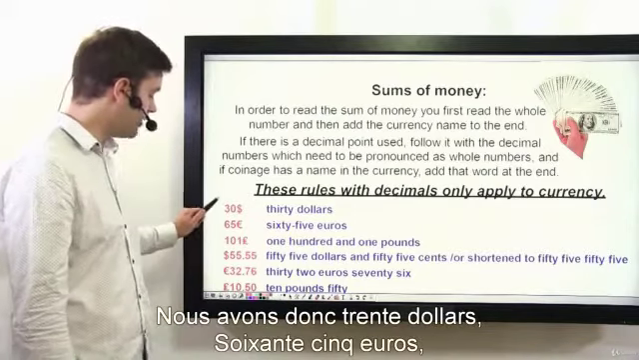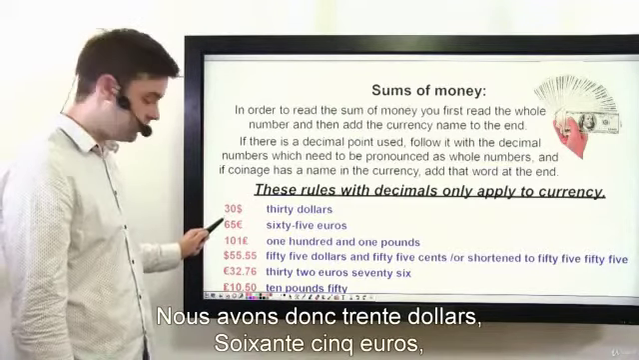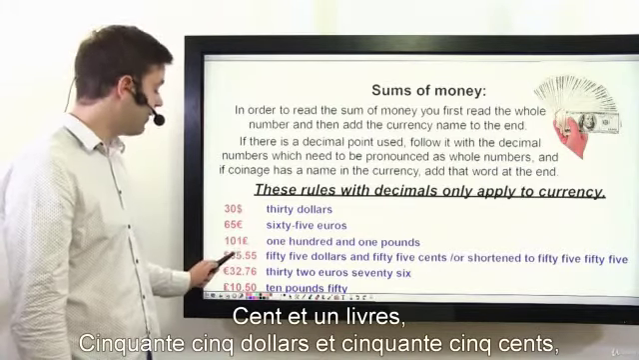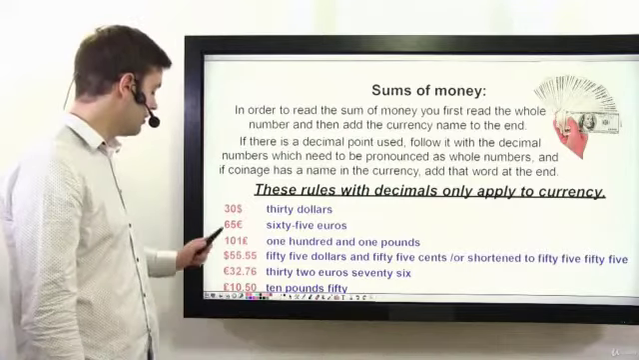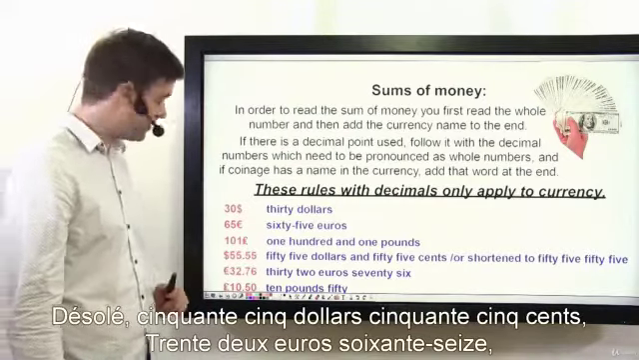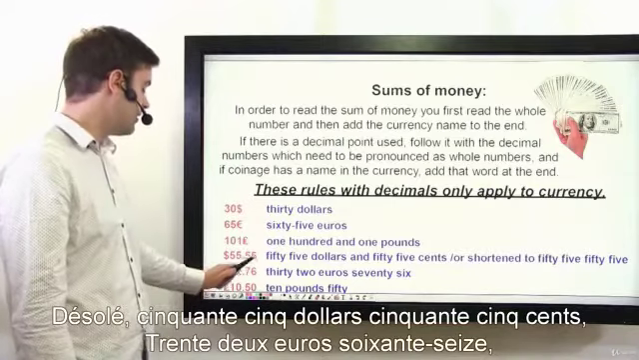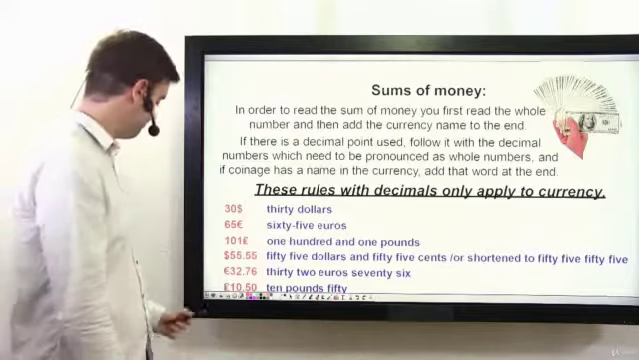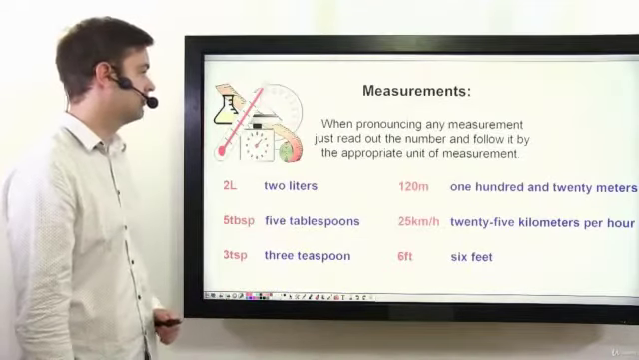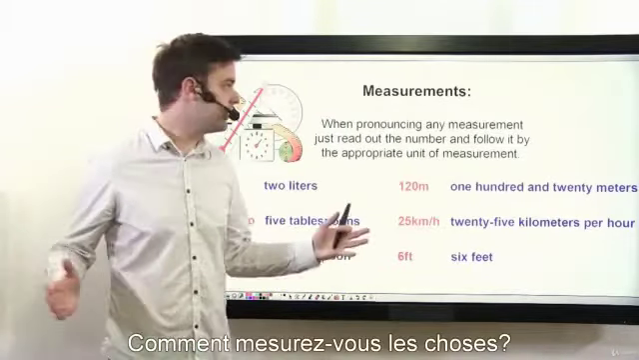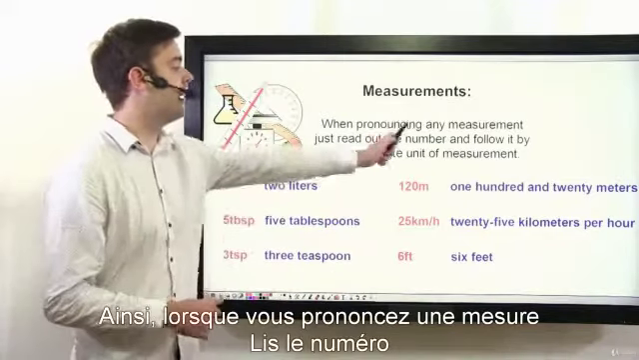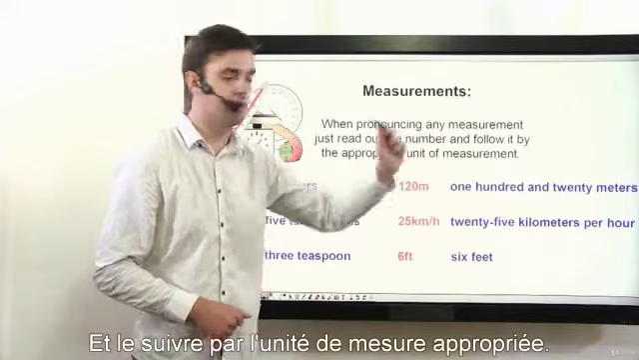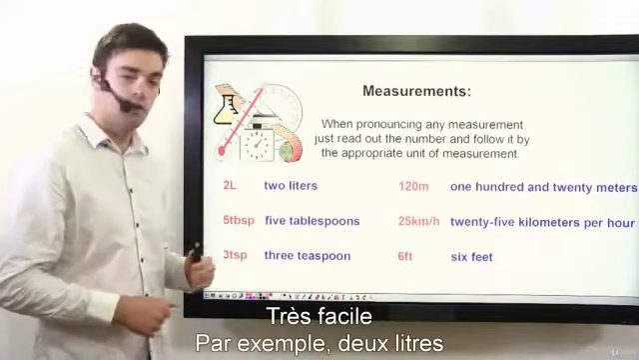So we have $30, 65 euros, 101 pounds, $55 and 55 cents, $55.55, 32 euros 76, £10.50. How do you measure things? So, when pronouncing any measurement, just read out the number and follow it by the appropriate unit of measurement. Very easy.